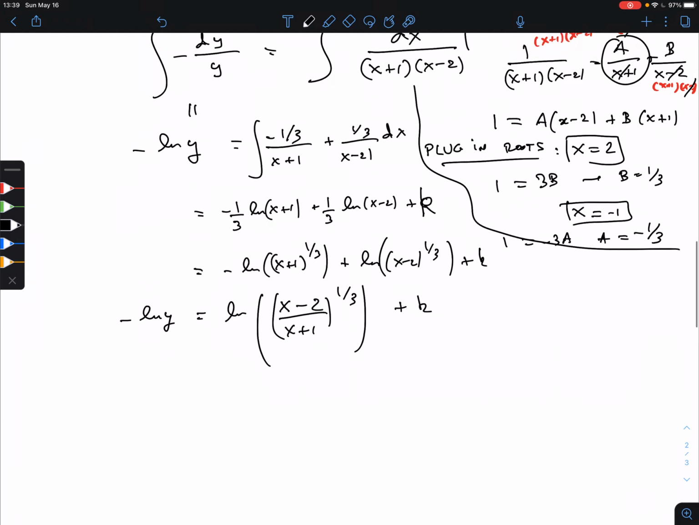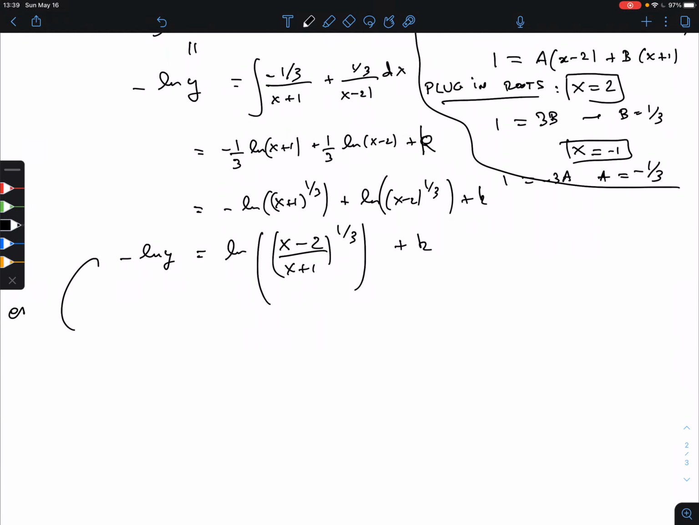Okay, let's keep that. So now I can take the exponentiation. Then that would be e to the minus ln y. That would be 1 over y. I hope that is clear, right? E and ln cancel out, but we have this negative sign, right? That means reciprocal. And here we would have e to the k plus this whole ln.